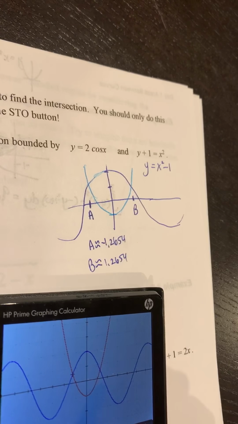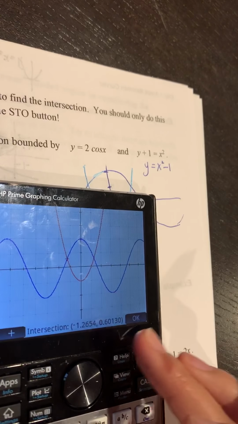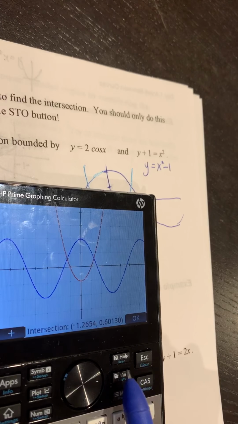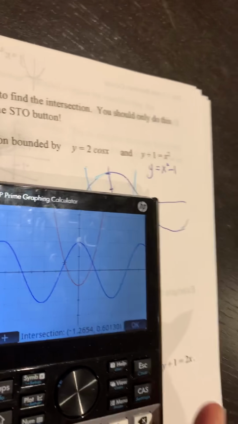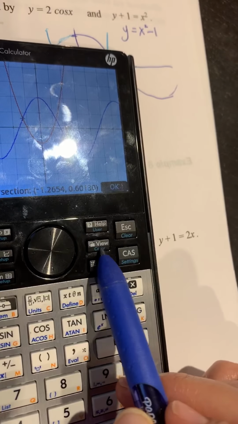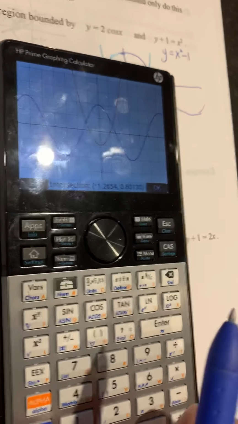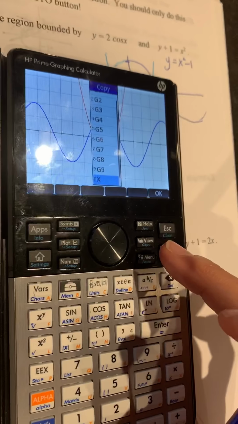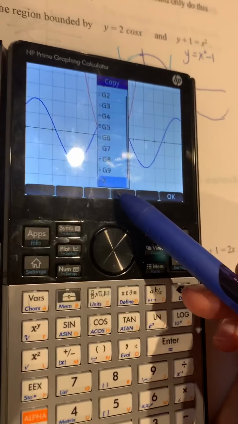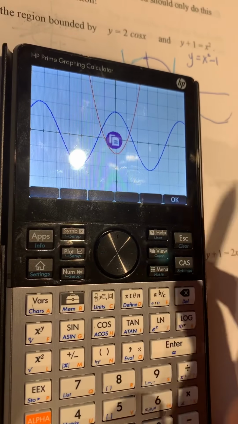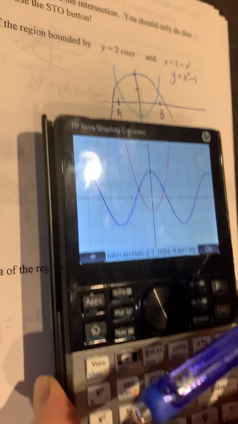So over here, I want to store this. Remember, I told you I did want to store it. So I go to, you see how it says here, copy. It's hard to see, but it says in blue, copy. Since it's in blue, you have to press Shift, copy. And it says here X, and you say, yeah, I want the X value. Okay, so it stored it.